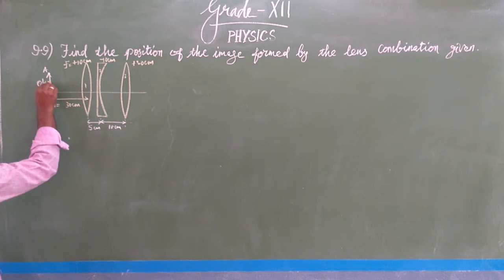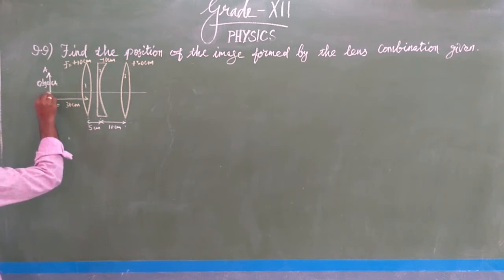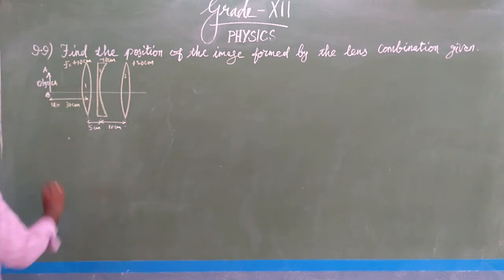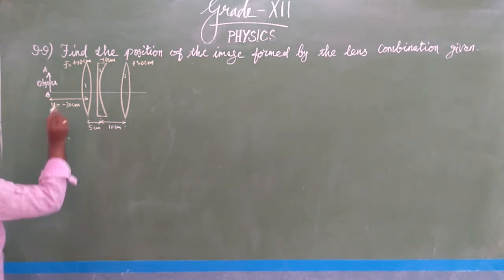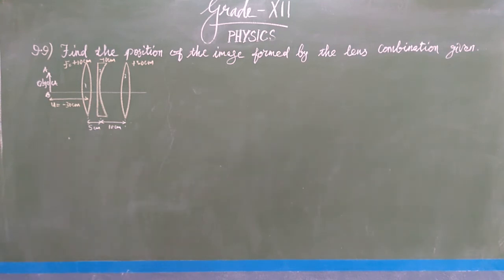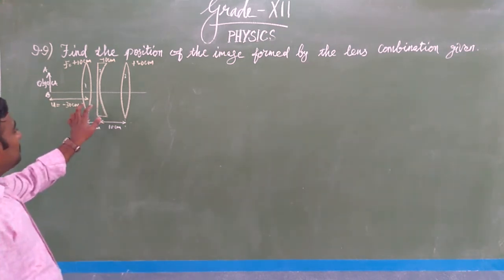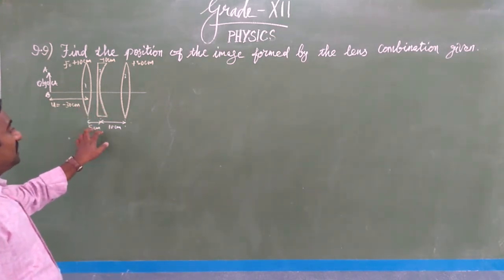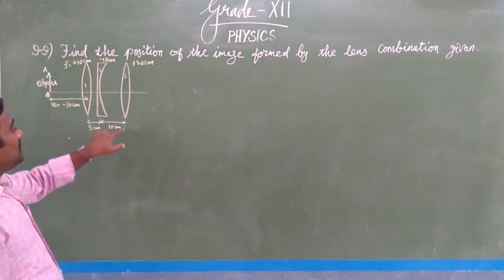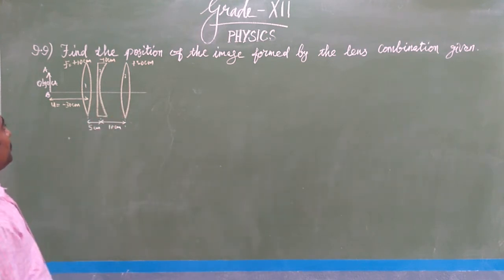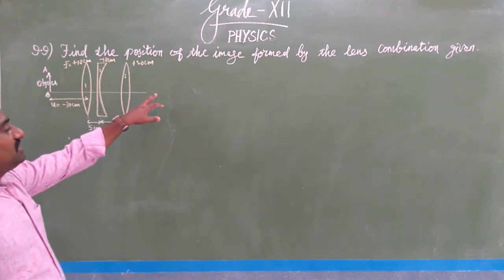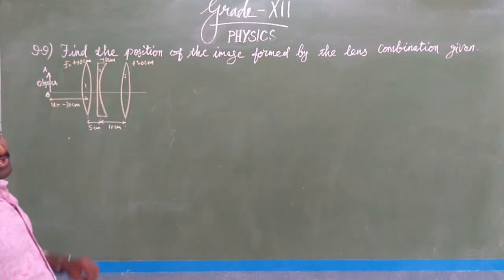The object AB is placed on the left hand side of the first lens at a distance of 30 centimeter. On the left hand side, distance is taken as negative, so it's minus. The distance between lens 1 and 2 is 5 centimeter, and the distance between lens 2 and 3 is 10 centimeter. Find the position of the final image formed by this combination of lenses.